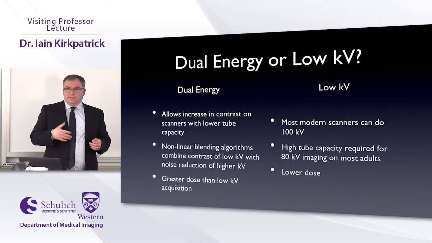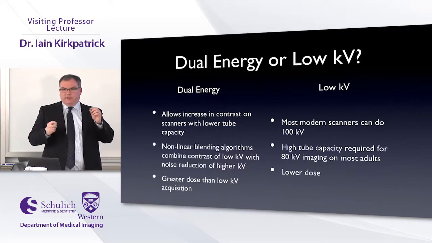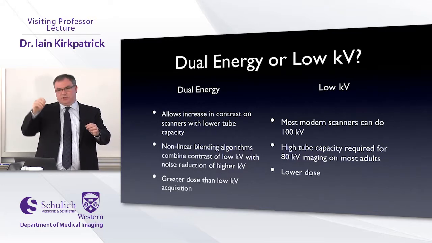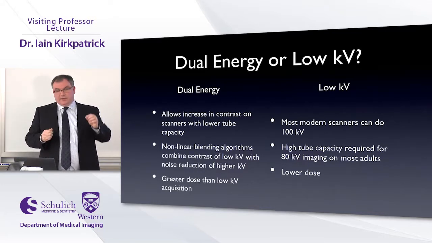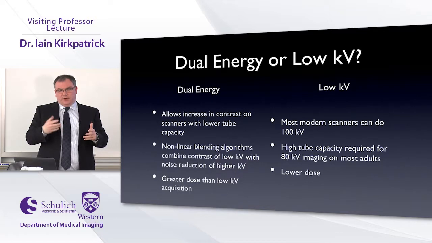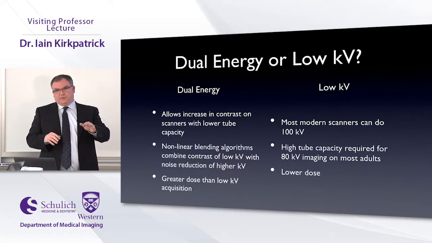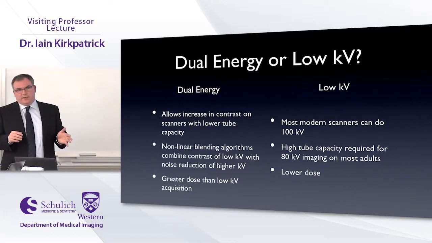Or you can use one of these algorithms, the nonlinear blending, that basically takes the high attenuation information from the low kV data set and the low Hounsfield unit attenuation data from the high kV data set. So what it's doing is essentially giving you brightness of iodine that looks like an 80 or even less kV scan with the noise profile of something that looks around a 100 kV scan. So Siemens has an algorithm, they call it optimum contrast, that you can use.